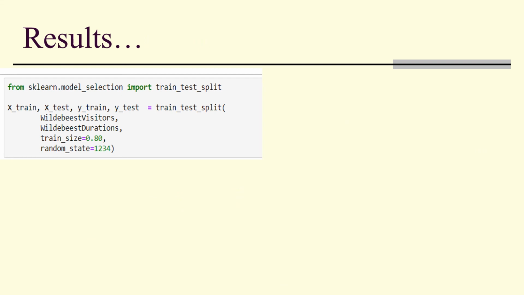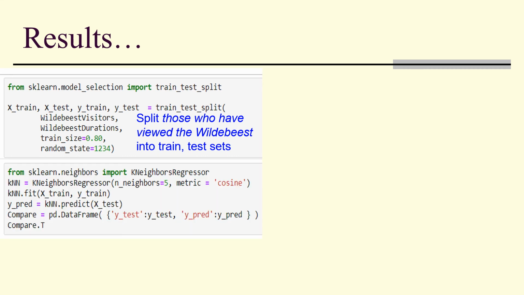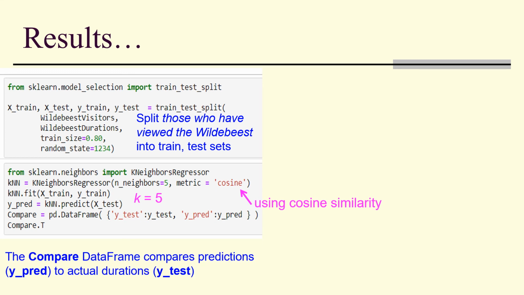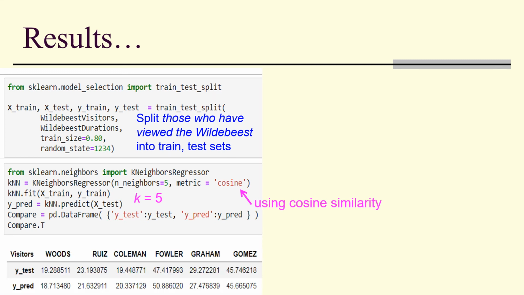So let's look at the results. First, we're going to take our data and do a train test split into those who have viewed the wildebeest and those who haven't. And we then do a k-nearest neighbor regressor with cosine similarity, 5 neighbors, fit it to our training data, and then we predict our test data, and y-test is the actual duration values. And then we can compare the two.